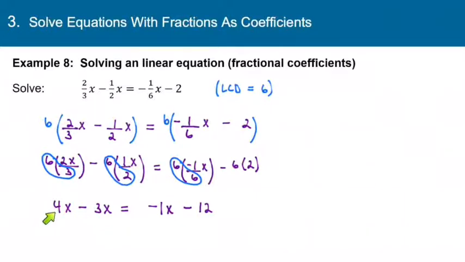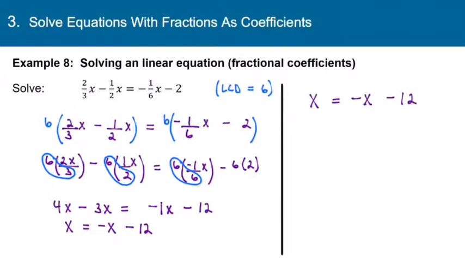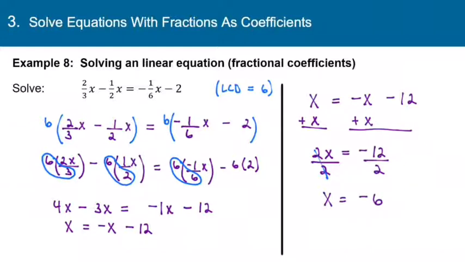Okay, on the left we have 4x minus 3x, and that adds up to 1x. And on the right we have negative x minus 12. So the next thing we want to do is add x to both sides. I'm going to come over here and do that. So we'll add x to both sides here. And that's going to give us 2x on the left equals negative 12 on the right. Divide both sides by 2 and we get x equals negative 6.